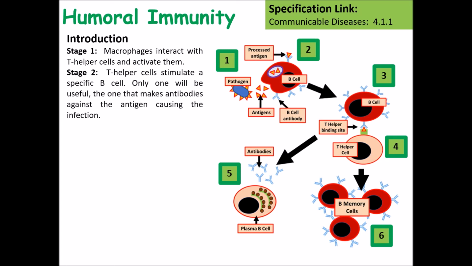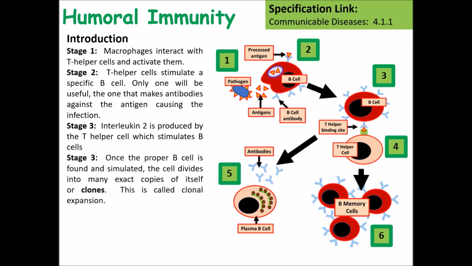T helper cells stimulate a specific B cell, so only one will be useful, and that will be the one that makes the antibodies that will bind to that specific antigen. Interleukin is produced by the T helper cell, which stimulates the B cell, causing it to undergo mitosis and clonal expansion. So once the proper B cell is found, like I said, it will copy many clones of itself.